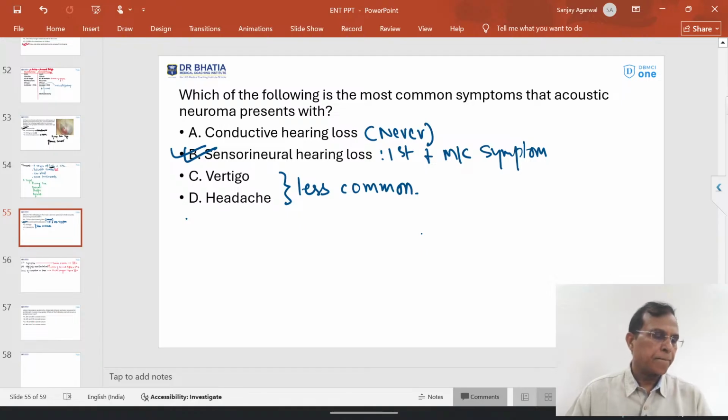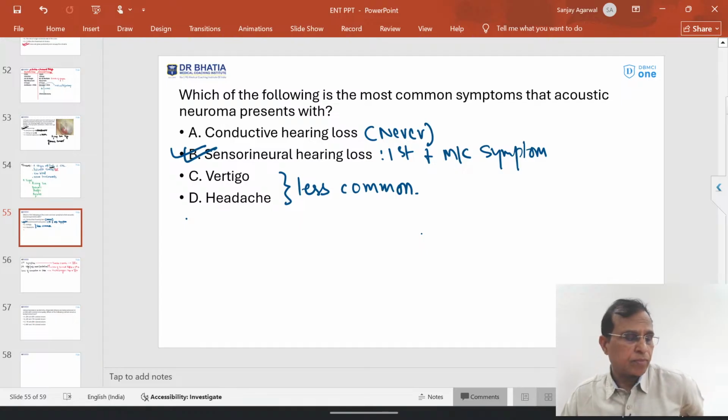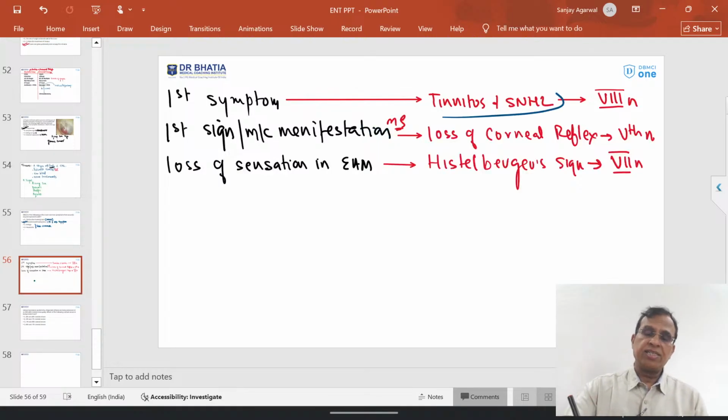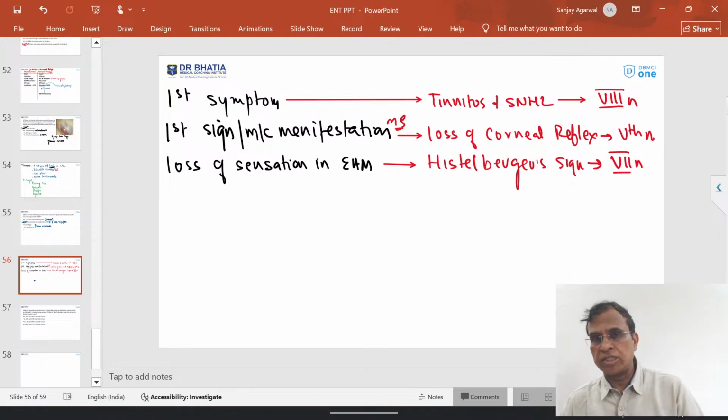Okay. Vertigo इसमें बहुत late होता है. So see, the first symptom is tinnitus and SNHL, hearing loss. So ये आंसर में ये दिया हुआ था. First sign is loss of corneal reflex, and there is Histelberger sign also. ये 3 important findings होती है acoustic neuroma में.